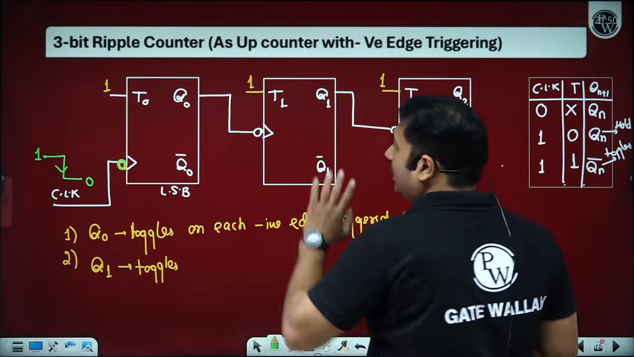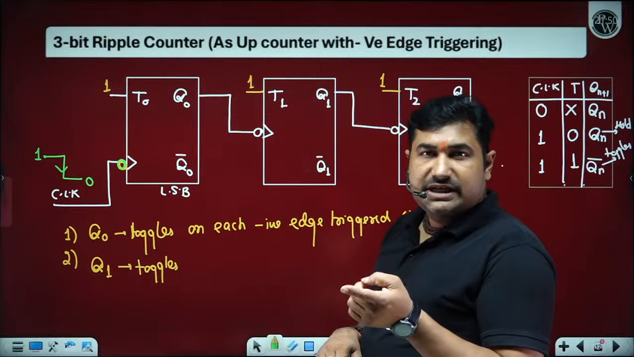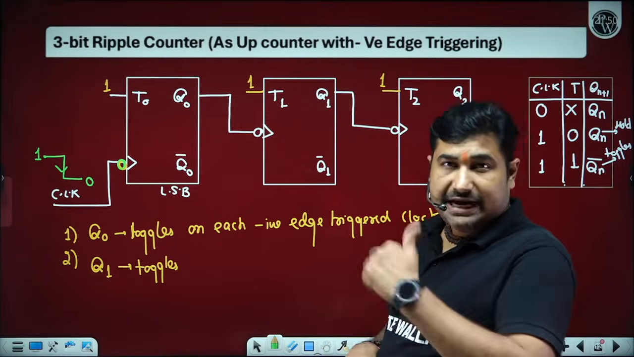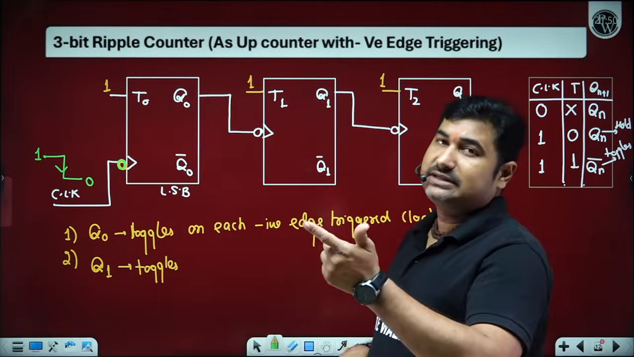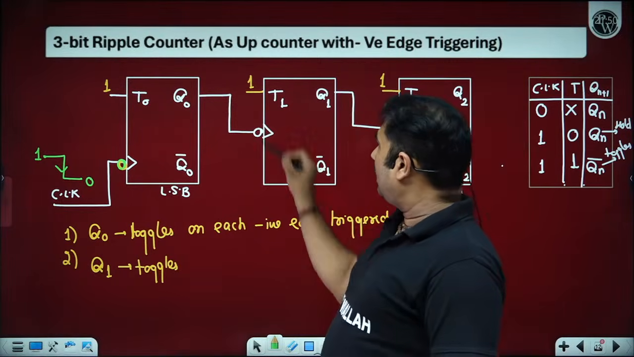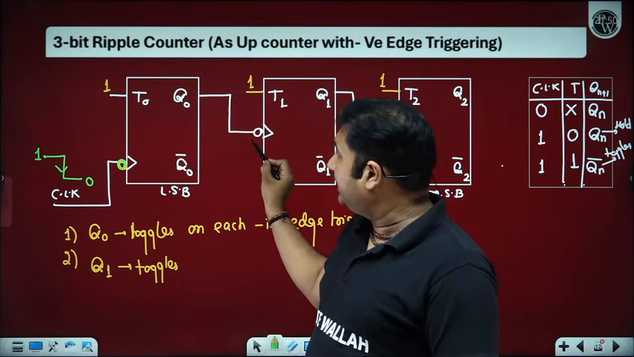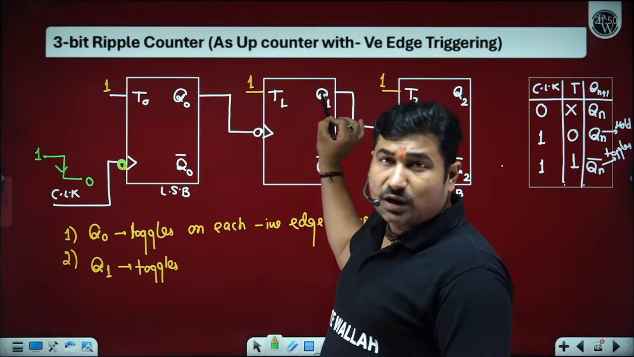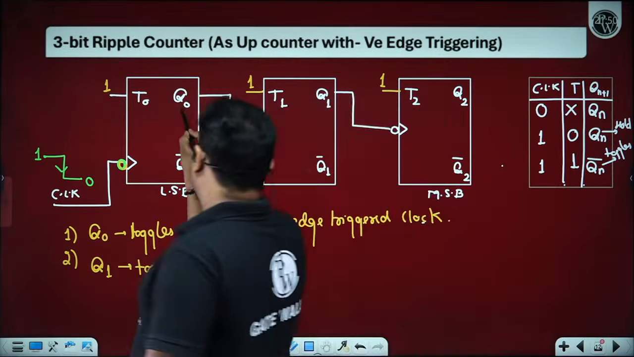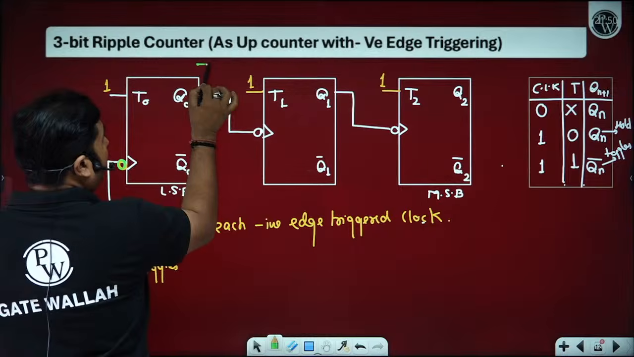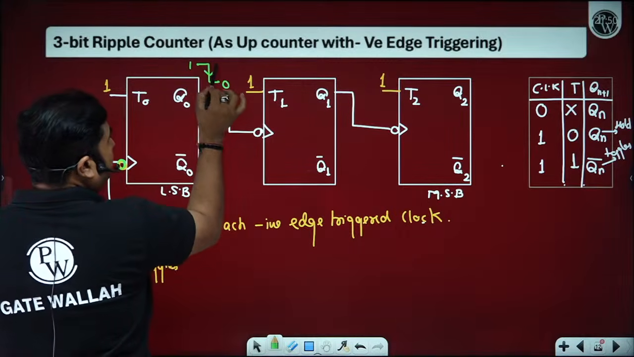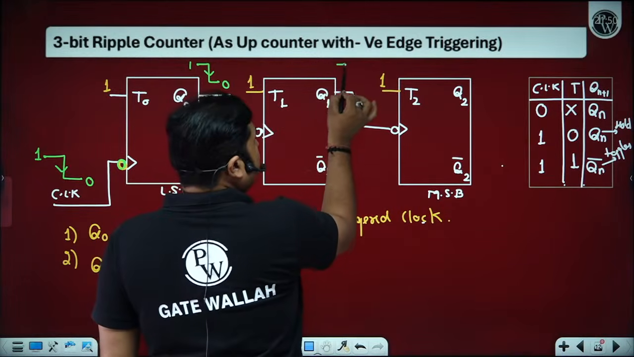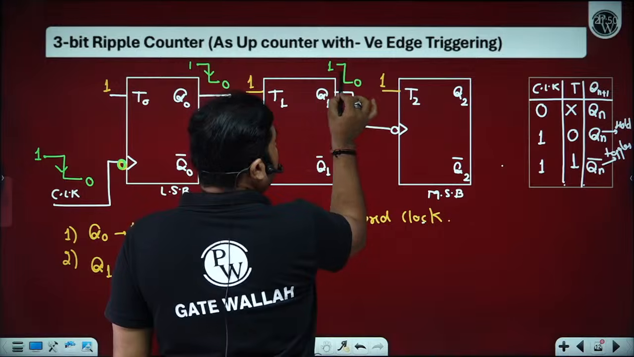Now, this is the symbol of negative edge triggering. Negative edge triggered means during the transition of the clock from high to low. Negative edge triggering is high to low, positive edge triggering is low to high transition. So, the clock of Q1 is basically output Q0. So, Q1 toggles only when Q0 changes its level from 1 to 0, negative edge triggering. Q2 toggles only when Q1 changes its level from 1 to 0.